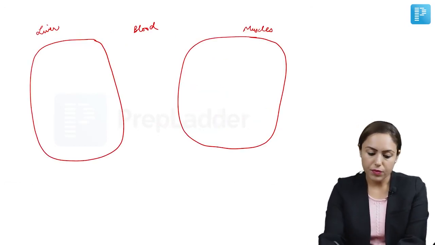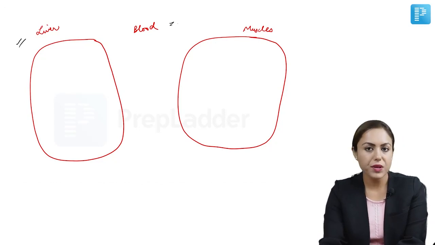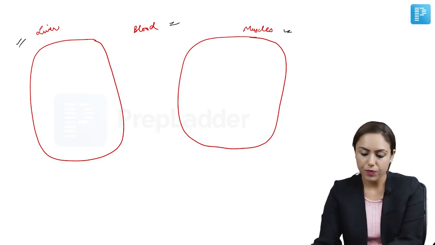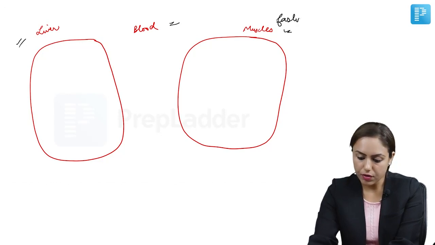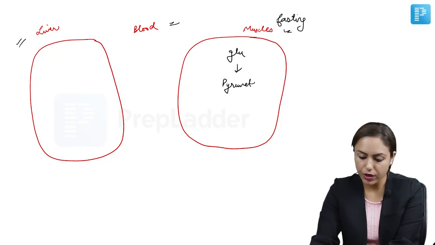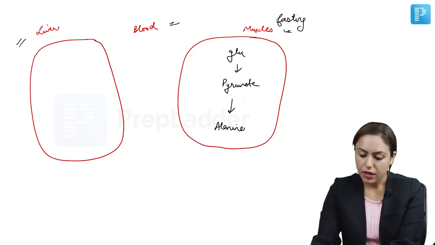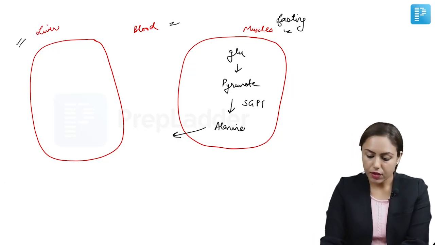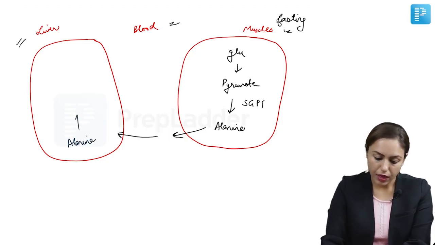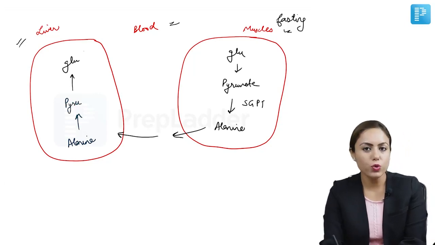So let's see this diagram. This side is the liver cell, this free space is blood, and this is the muscle cell. Okay. Now in fasting muscle, glucose gets converted to pyruvate, and pyruvate gets converted to alanine. The enzyme is SGPT. Okay. Now alanine gets transported via blood to the liver. In the liver, alanine will again be converted to pyruvate, and pyruvate will be converted to glucose by gluconeogenesis, right?